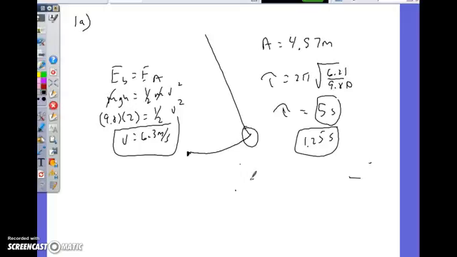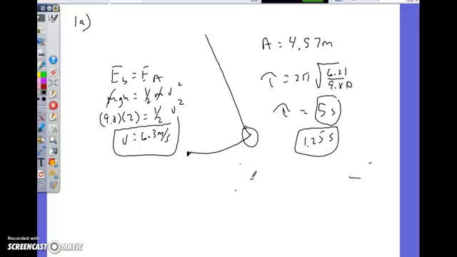How fast is it going at its highest point? 0. How fast is it going at the bottom? That's a dumb question. We already asked that question. 6.3 meters per second at the bottom spot. What kind of dumb question is that? Cross out G, it's a dumb question.